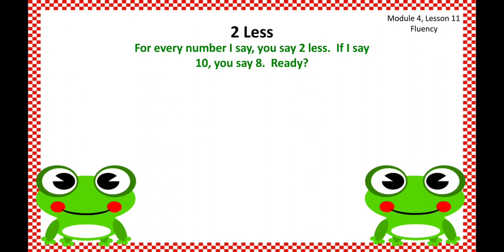Let's start with this. For every number I say, you say 2 less. If I say 10, you say 8. 2 less than 10 is 8. 2 less than 11 is 9. What about 2 less than 30? 2 less than 30 is 28. 2 less than 61. 2 less than 61 is what? 59.